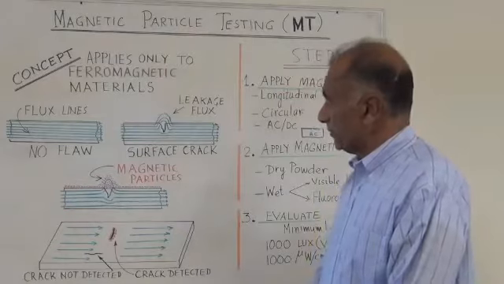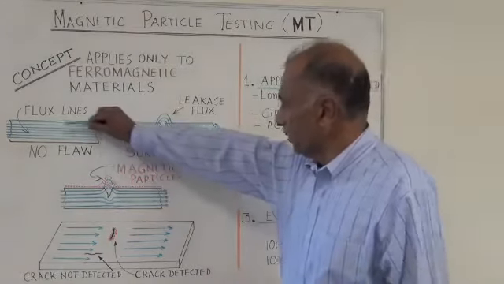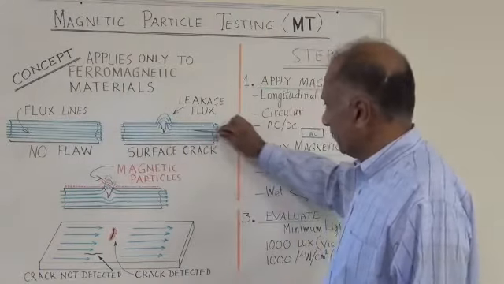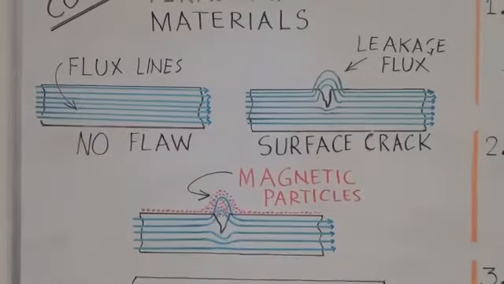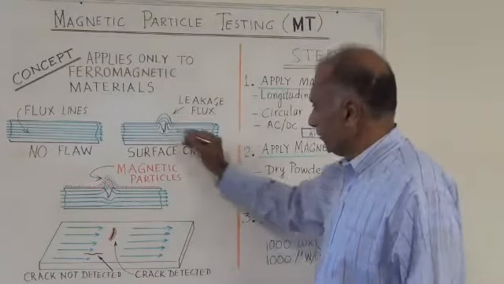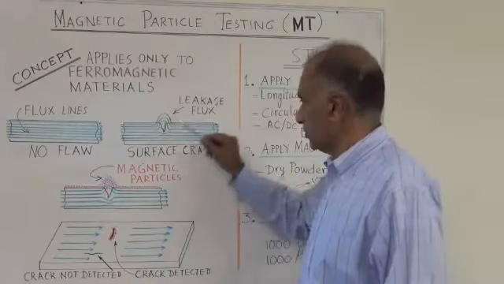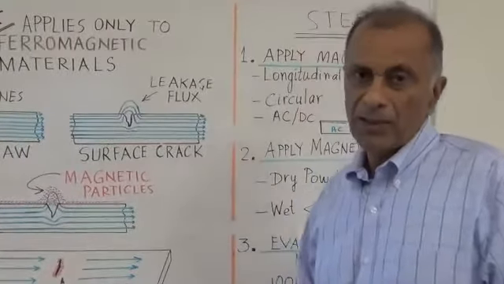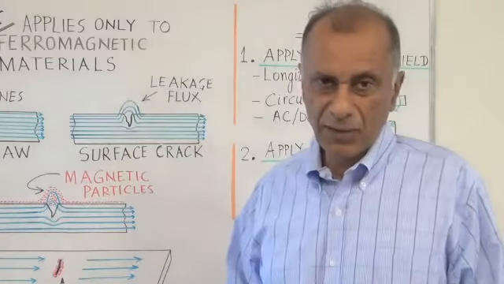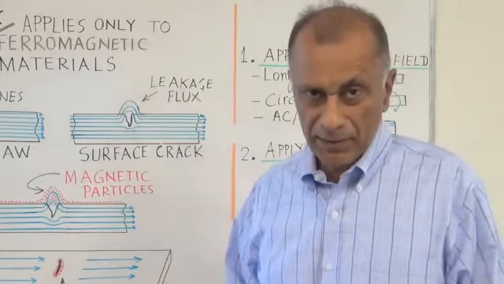Here we describe the concept of magnetic particle testing. Here is a part with no defect, the flux lines are uniform, and then we have a part here with a crack on the surface. As you can see, the magnetic field is disturbed and the crack produces a leakage field, which is shown right here. Now, what we do with MT testing is pick up that leakage field, and we detect the leakage field by using magnetic particles.